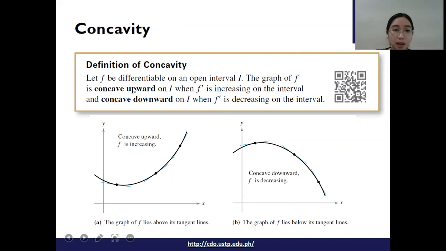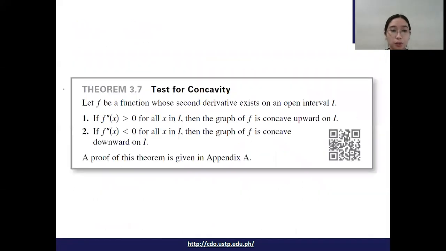Concavity: let f be differentiable on an open interval I. Same thought as the previous topic on extrema. The graph of the function is concave upward, such as this one, on I when f prime is increasing on the interval, and concave downward, such as in figure B, on I when f prime is decreasing on the interval. So Theorem 3.7 states the test for concavity.